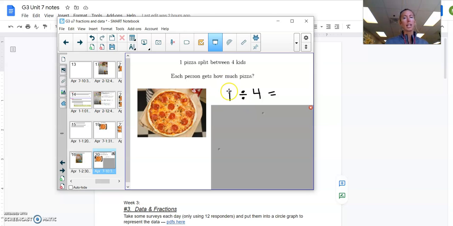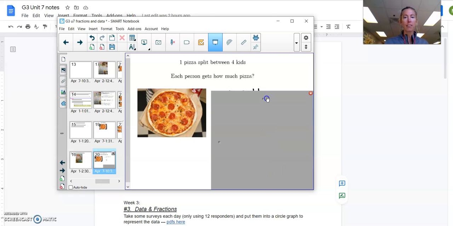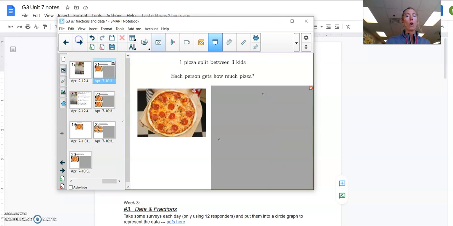So watch this. We're going to take 1 pizza and divide it, share it amongst 4 kids. Well, each kid is going to get 1/4 of the pizza. Isn't that weird? Look at that division and how it morphed itself into a fraction. So the division sign is the same as a fraction bar. A fraction bar really represents division. How cool is that? Okay, let's keep going.